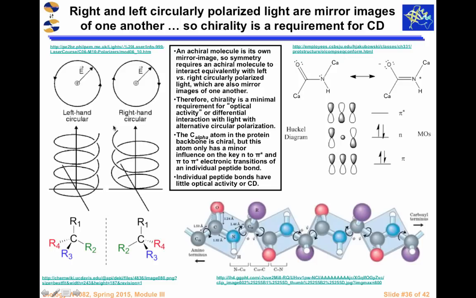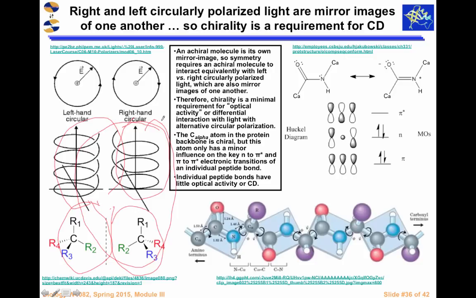The only thing I want you to take away from this is that left and right circularly polarized light are mirror images of one another. Therefore, if you have two molecules that are mirror images of one another, they will interact identically with right and left circularly polarized light, right? Because the right circularly polarized light is the mirror image of the left. If a molecule is a mirror image of itself, it will interact the same way with both of these polarizations of light.